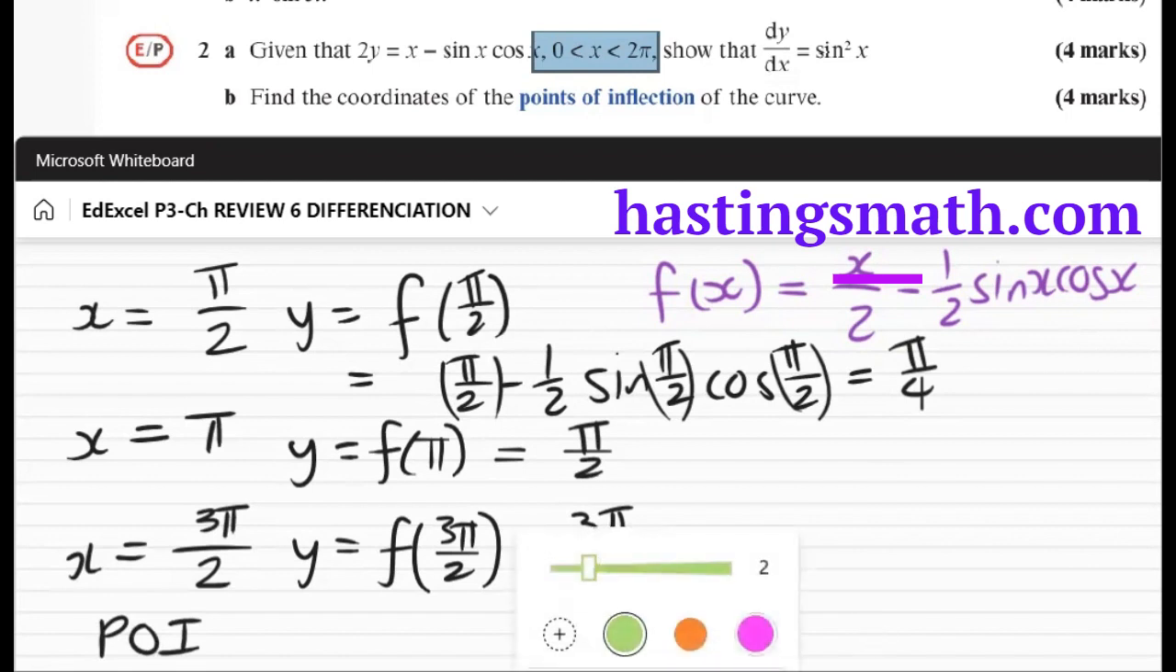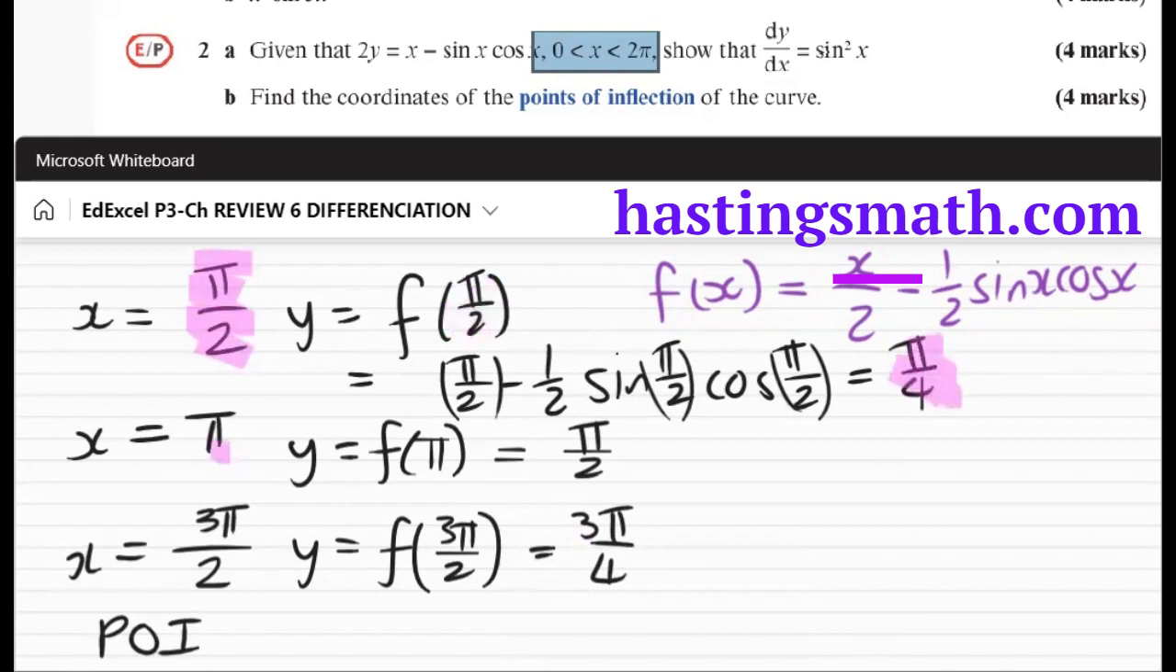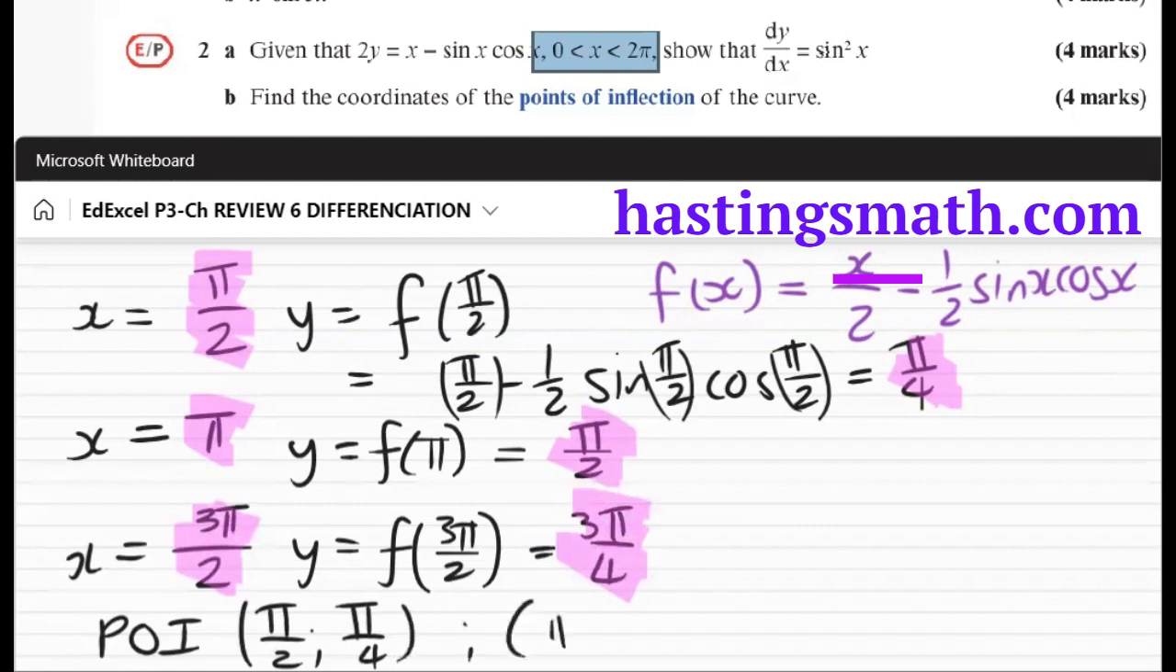So we have this and this. Oopsie, no, not that. Here. We have this, and we have this and this. So our possible answers are pi over 2, pi over 4. That's not an x, that's a pi over 2, pi over 4. Another one is pi over 2. And another one is 3 pi over 2, 3 pi over 4.